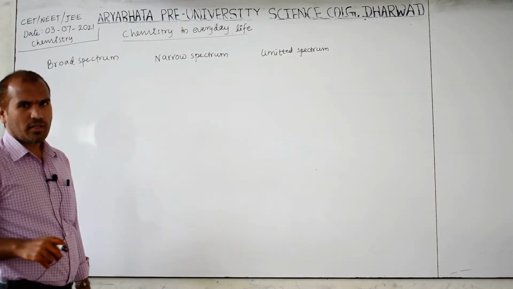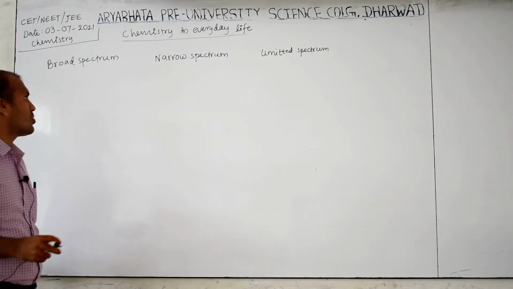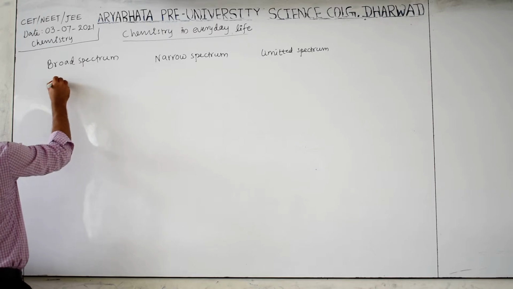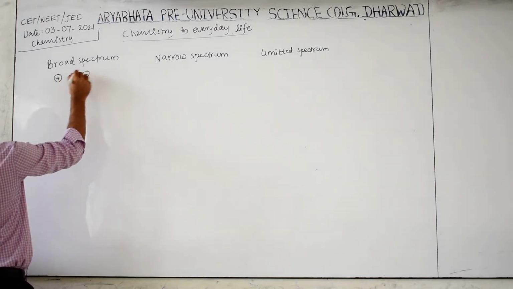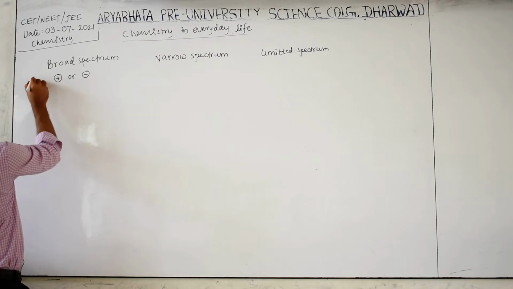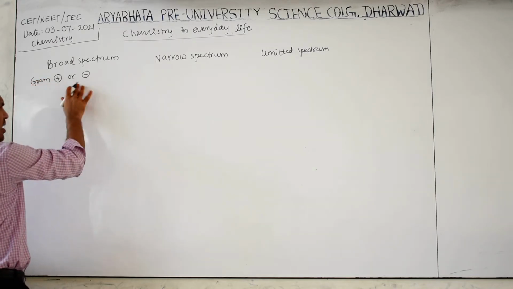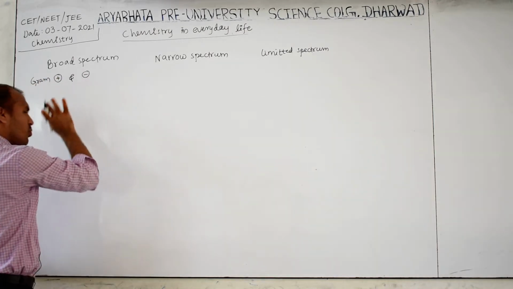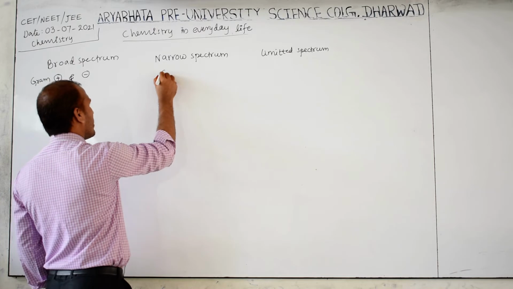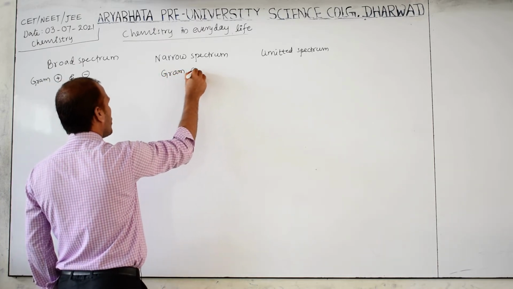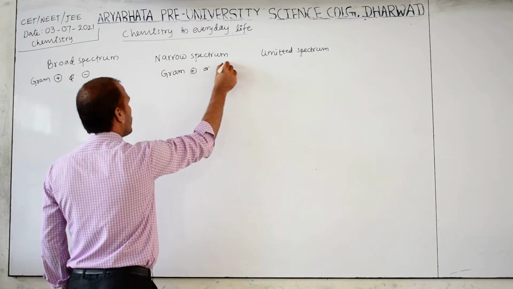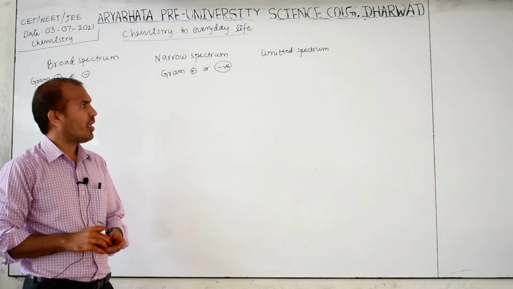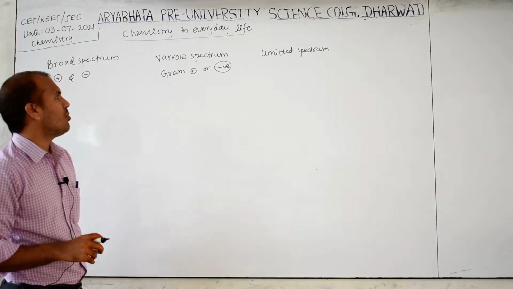Broad spectrum means it will destroy or kill the microorganism, that is, gram positive and gram negative bacteria. Sorry, not or, here it is and, it means both. Here, for gram positive or negative, keep in mind any one. It may destroy or kill gram positive or gram negative bacteria.